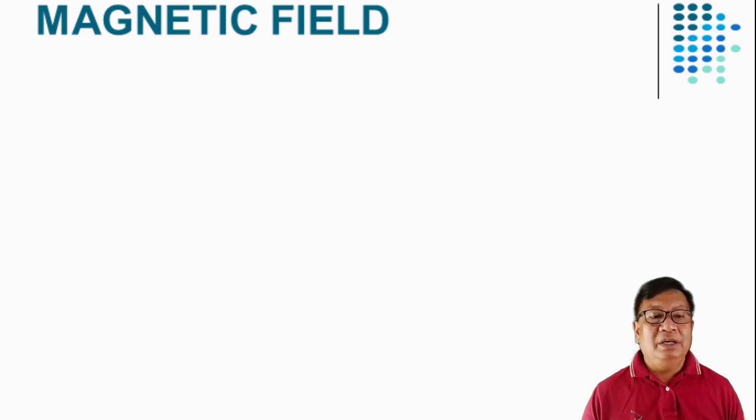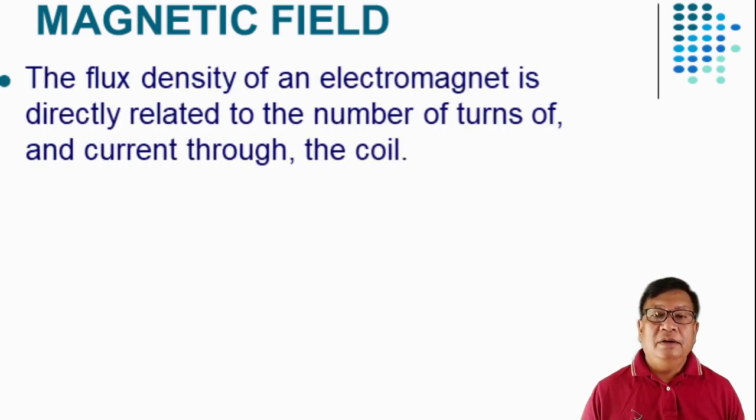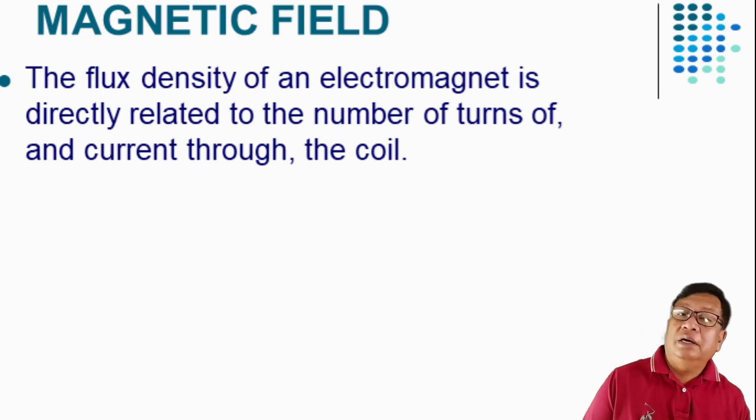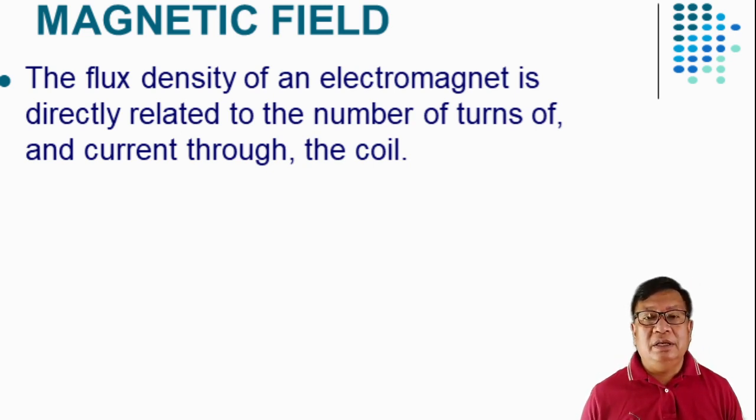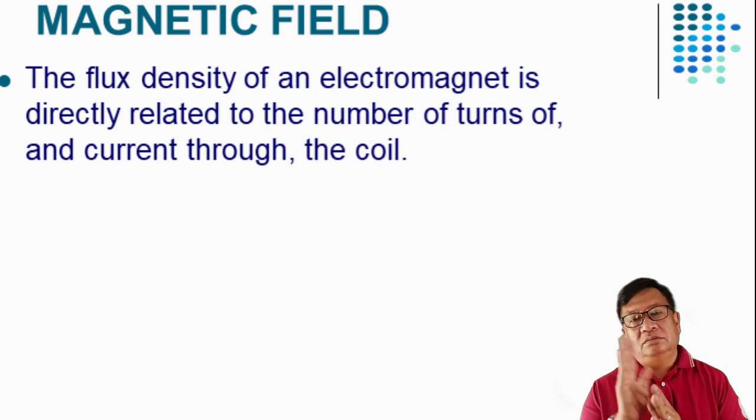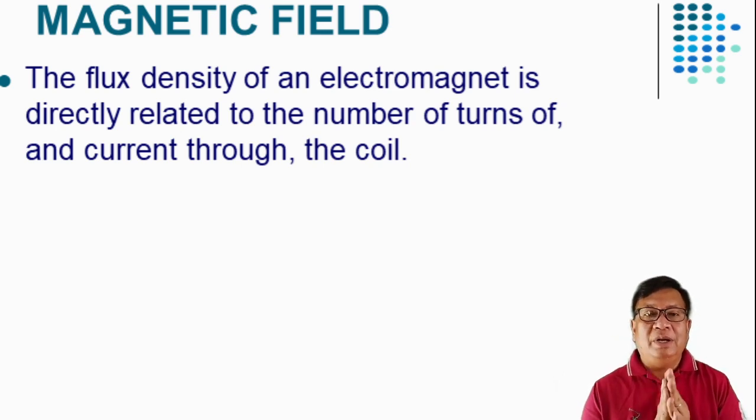So the flux density of an electromagnet is directly related to the number of turns of the coil and the current through it. Ibig sabihin, kung para malaman natin kung gaano kalaki yung flux density natin, then we need to have the amount of the current that will flow through the coil and the number of turns of that coil.